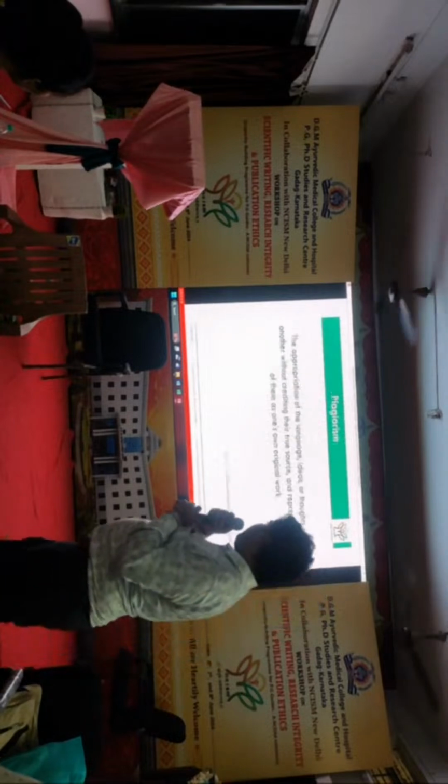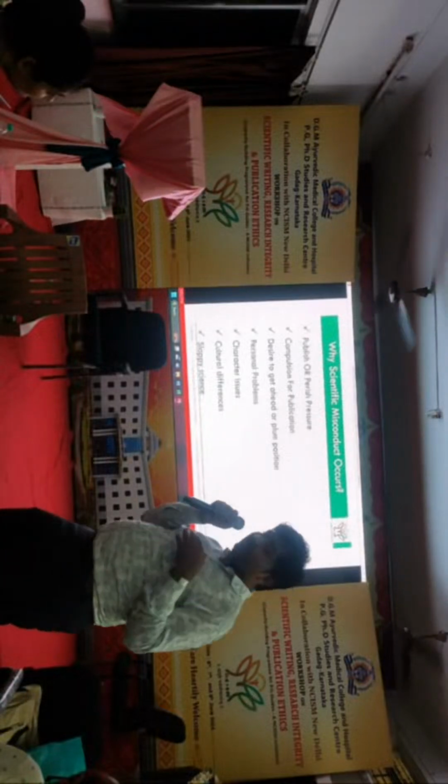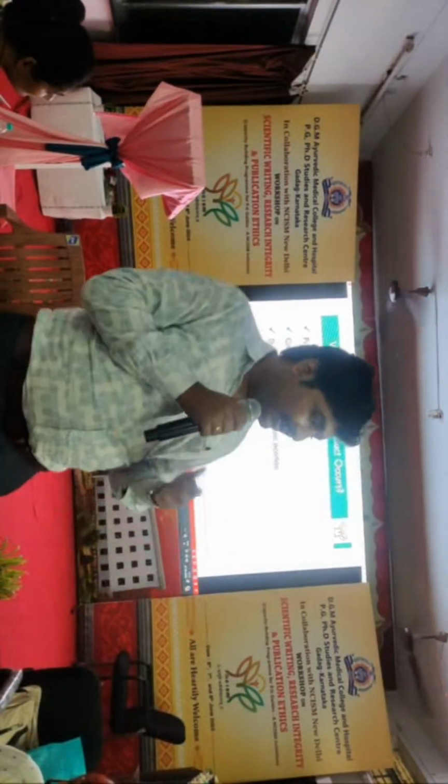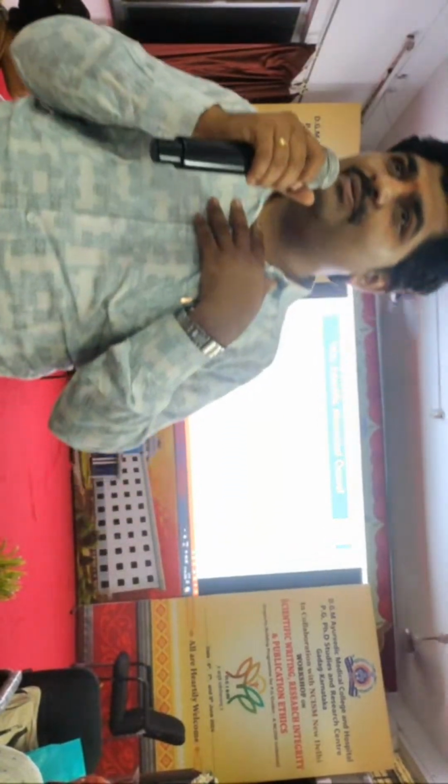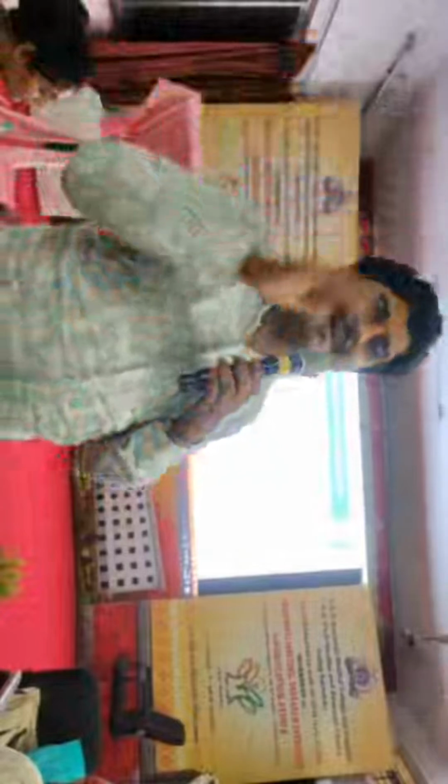Previous. I thought there is an example of a retracted article. Why does scientific misconduct occur? Publish or perish pressure, compulsion for publication, desire to get ahead. Sir has 3 publications, I must have 4 publications or more than that. Otherwise, his promotion will be there and I will remain assistant professor itself. Okay. Next, desire to get ahead, personal problems, character issues, cultural differences, and so on.